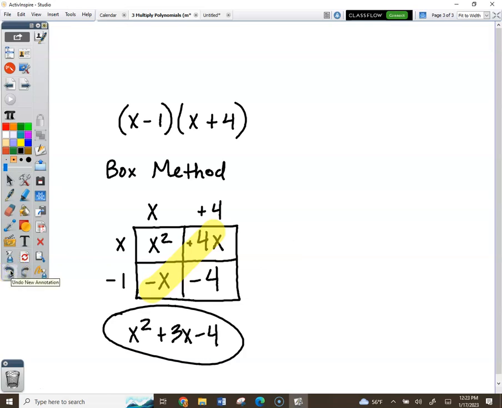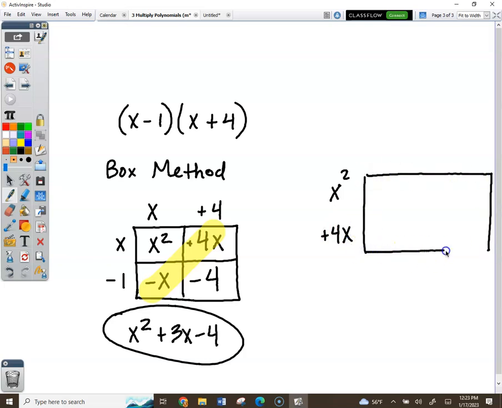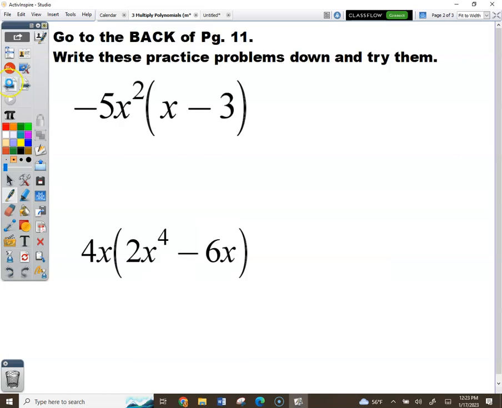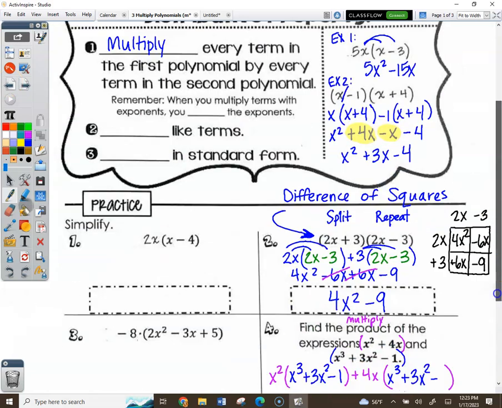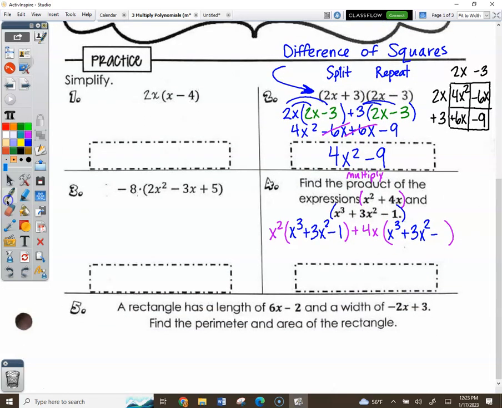What was it, by the way? X squared plus 4x. And x cubed plus 3x squared minus 1. Alright, so that's what it would look like. And then you would multiply. Now, when you got done, you would have more terms that match, and you'd have to combine them. So let's do it. We'll do both. Multiply that out. Let's see if we get the same answer.